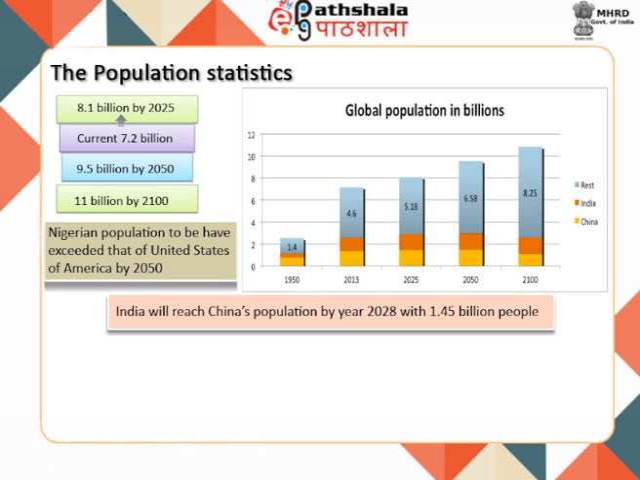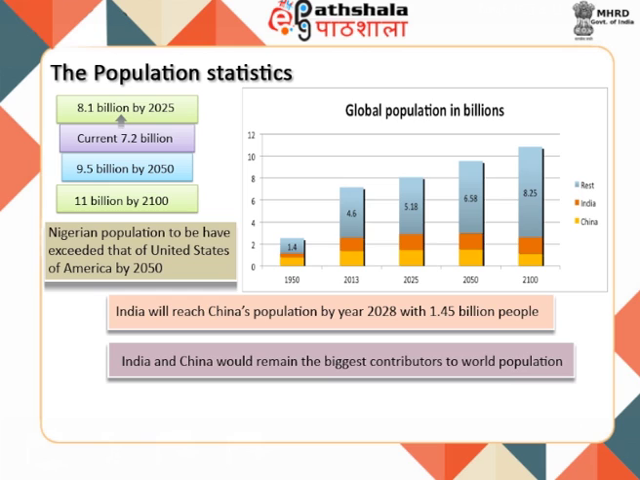Similarly, India will reach China's population by the year 2028 with 1.45 billion people in each country. But China will see a decrease in population after 2030, declining to 1.1 billion by the end of this century, whereas India would stand at 1.5 billion. In comparison to the world population too, India and China would remain the biggest contributors to world population, and it is a very grim picture.